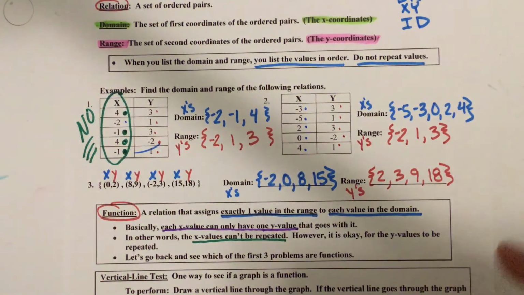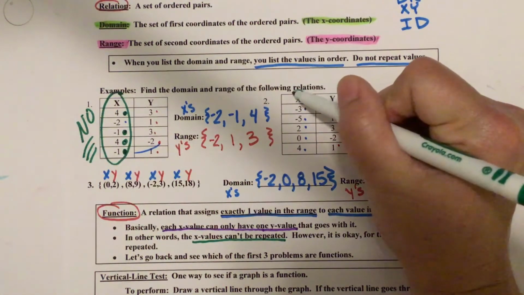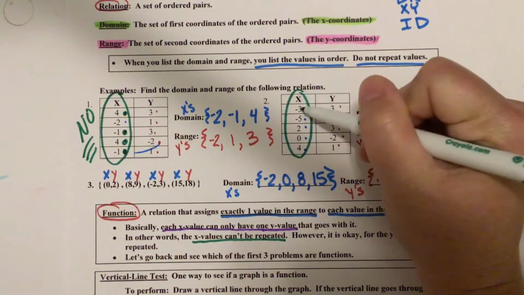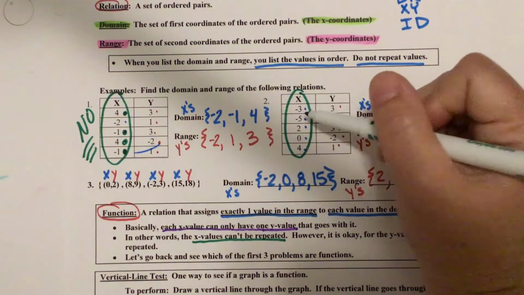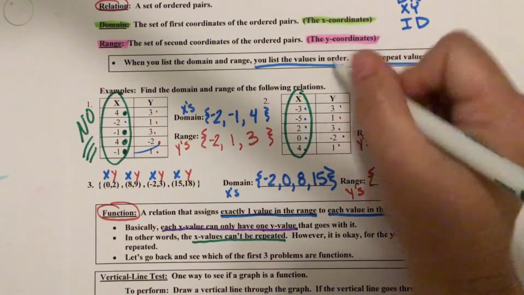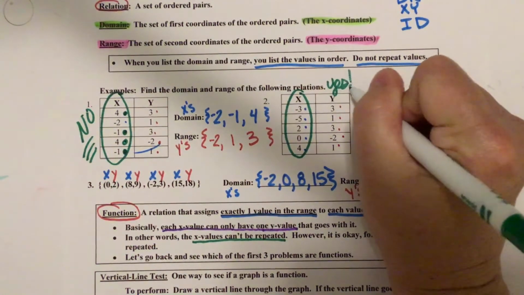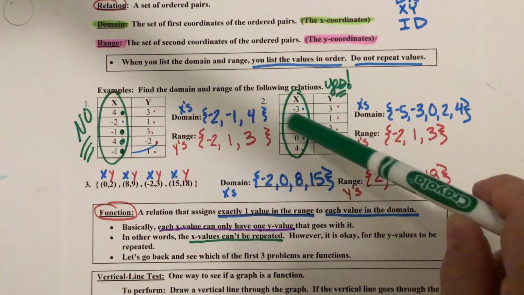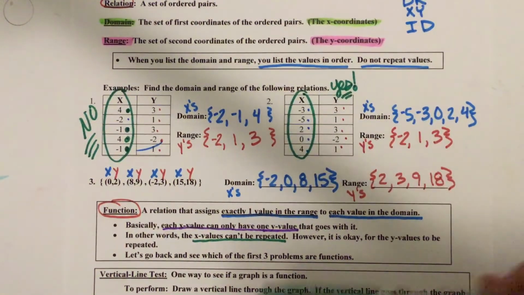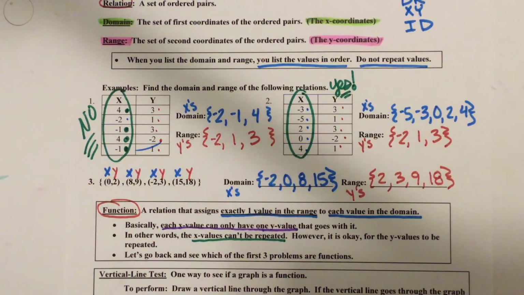Let's look at number 2. So let's look at the X's, and are any of these X's repeated? Nope, none of the X's are repeated. So this is, yes, it's a function. And it doesn't matter about the Y's, it only matters about the X's. So X's cannot be repeated.